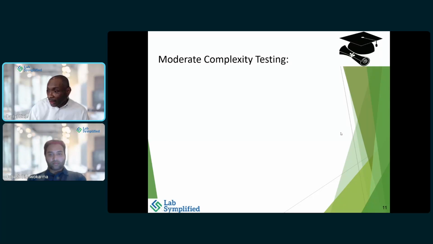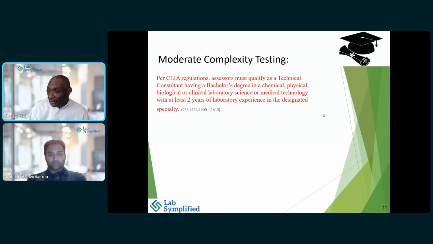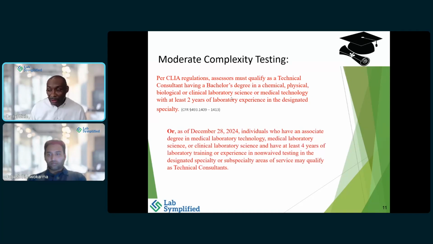And there's that. So let's look at the moderate complexity testing. How do you qualify for that? So per CLIA regulation, assessors must qualify as a technical consultant having a bachelor's degree in chemical, physical, biological science, or clinical laboratory science. And I want to add to that also nursing, even though that's not written in there. That's why nursing used to be over labs, usually a lot of times in doctor's offices or small labs. But this is a change I was telling you about.